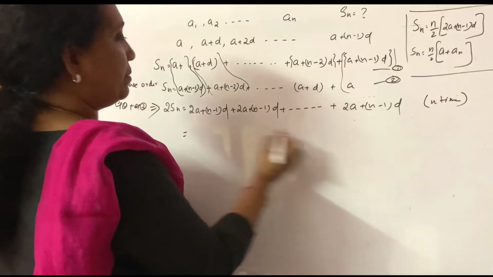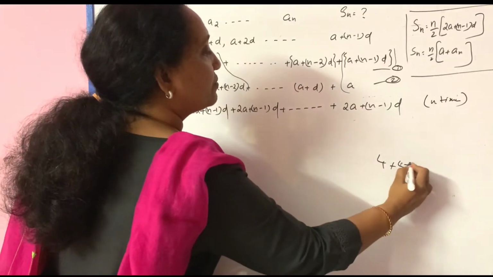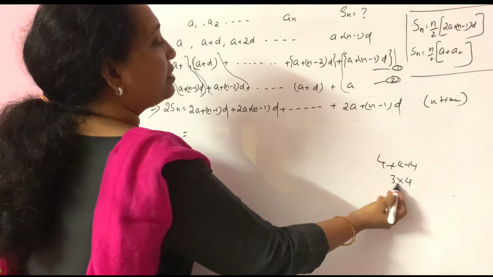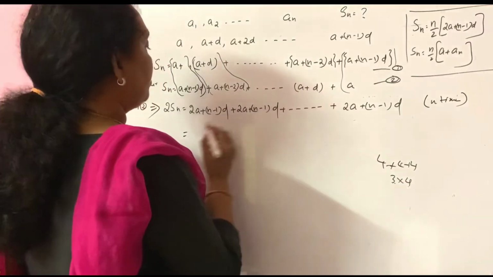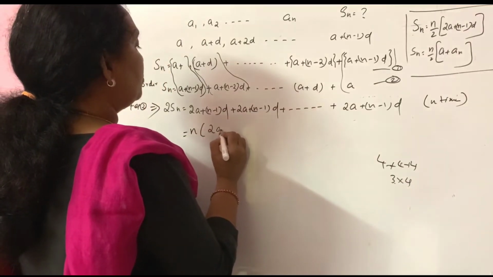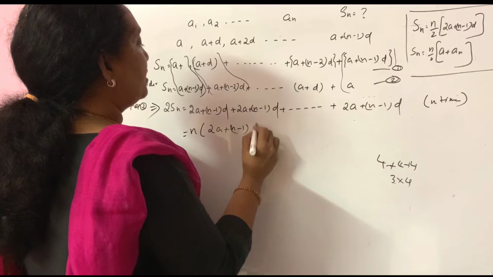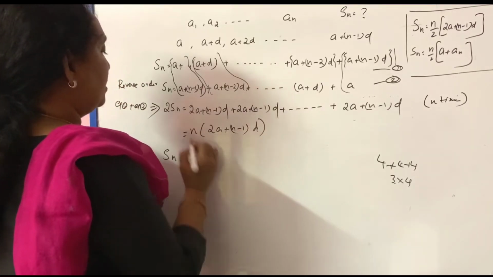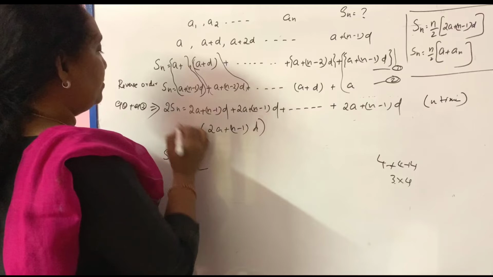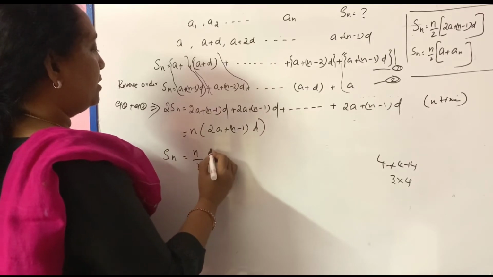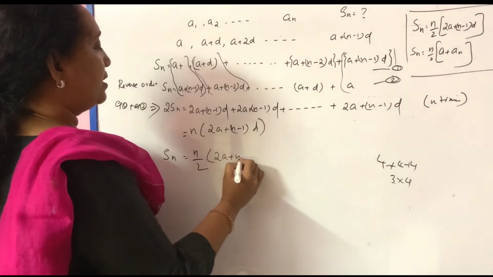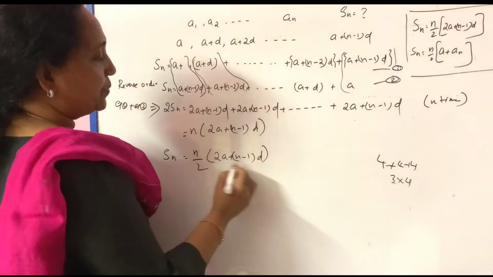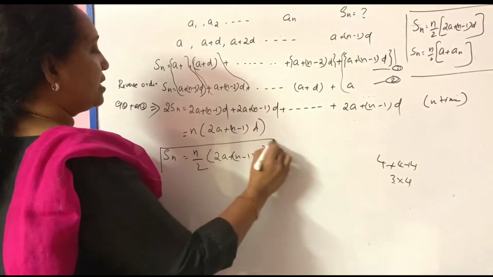ഇതിനെ നമുക്ക് നമ്മൾ നേരത്തെ ചെയ്ത പോലെ 4 plus 4 plus 4 is equal to 3 into 4 എന്ന് എടുത്തില്ല. അതേപോലെ തന്നെ ഇവിടെ 3 ടൈംസ് ആയതുകൊണ്ട് നമ്മൾ 3 into 4 എന്ന് എടുത്ത്. ഇവിടെ n ടൈംസ് ആയതുകൊണ്ട് നമുക്ക് n into 2a plus n minus 1 into d എന്ന് എടുക്കാം. Okay, that is Sn is equal to n by 2. That means ഈ 2 ഞാൻ ഇങ്ങോട്ടേക്ക് എടുക്കാം, n by 2 into 2a plus n minus 1 into d. Sn is equal to n by 2 into 2a plus n minus 1 into d.